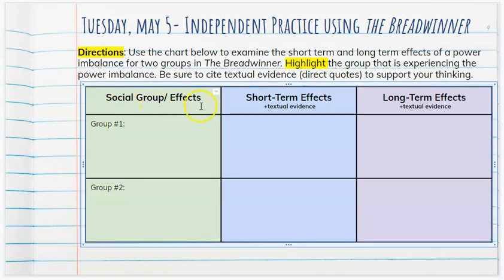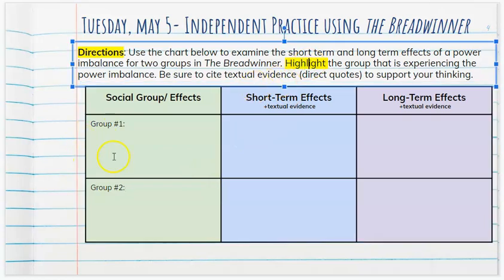So here we have the social groups that are being affected. You're going to think of one group that's being affected, and then you're going to think of another group that's being affected. You're going to think about Parvana and her family. What's happening there? What's happening with the Taliban? What are the short-term effects? This is almost like what's happening immediately. And then find a piece of textual evidence to support it. And then what are the long-term effects? What is this experience going to do to Parvana 5 years from now, 10 years from now, 15 years from now? And you're going to do this work for 2 different groups. Remember that you need to highlight the group that you're writing about.